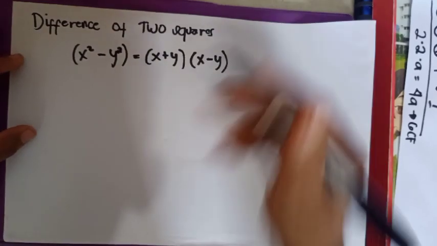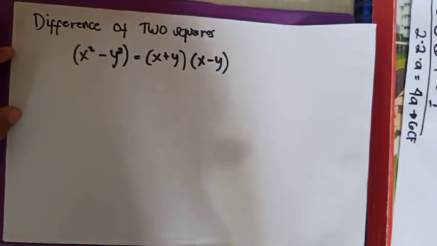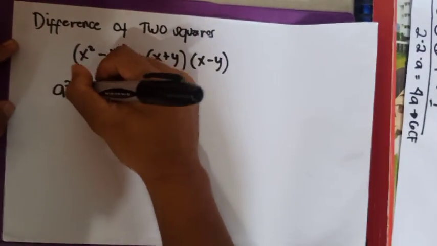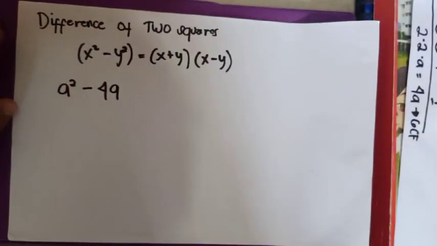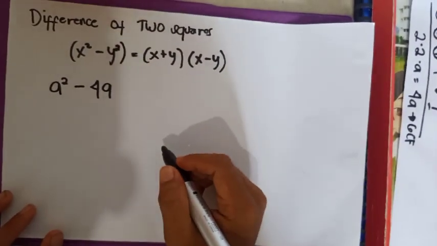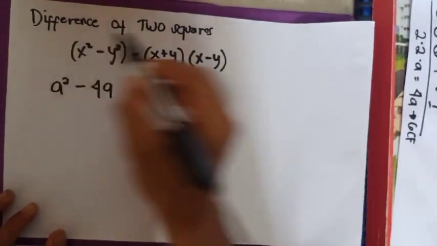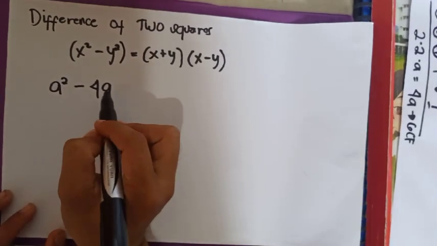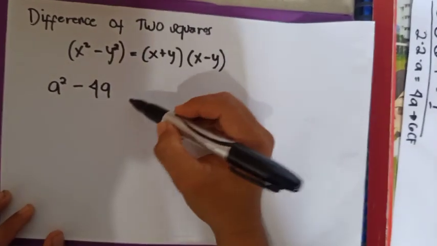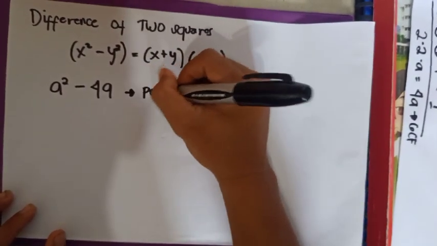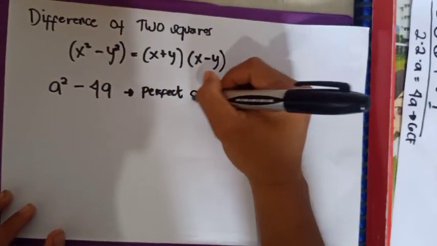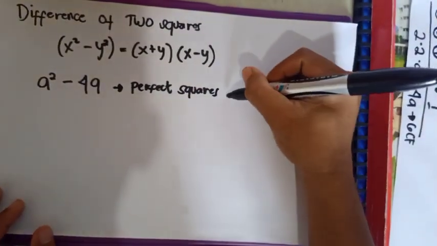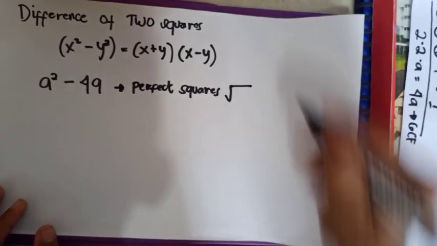Now, for example, we have a squared minus 49. The steps in difference of two squares: first, determine whether these two terms are perfect squares. It means we can have their square root.